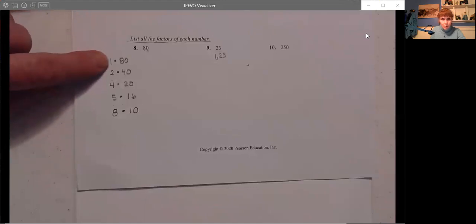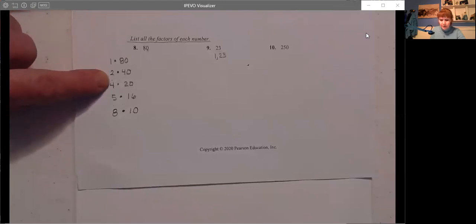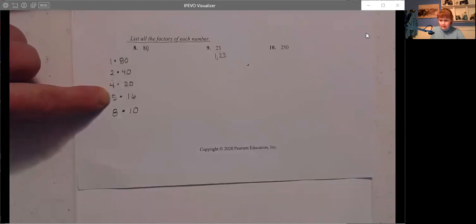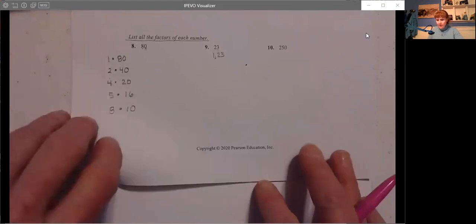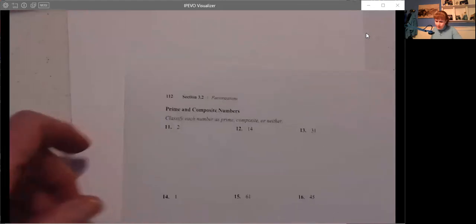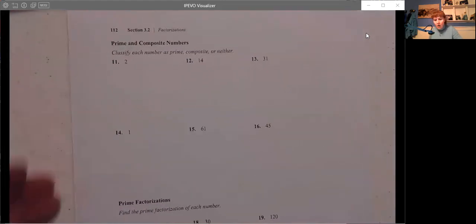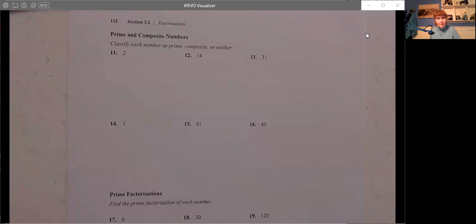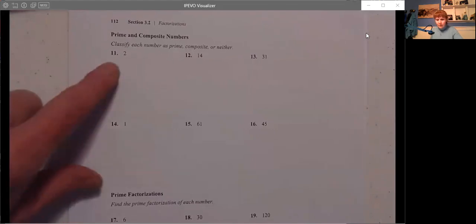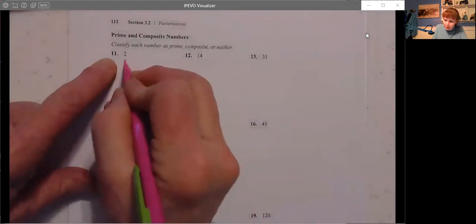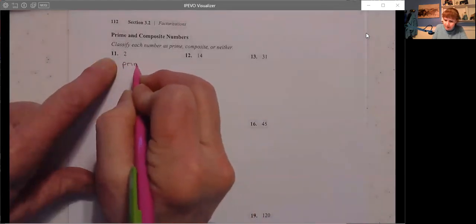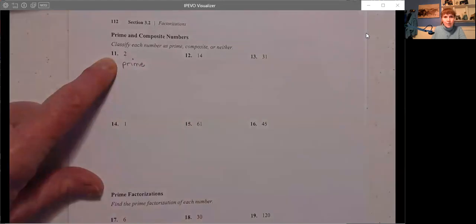Go through, start with 1, then 2, 3, no, 4, yes, 5, yes, 6, no, 7, no, and okay. All right, and you'll get it. All right, so then what we're going to look at is they want to know, are these numbers prime, composite, or neither? So going through here, 2 is prime. It's our only even prime number.